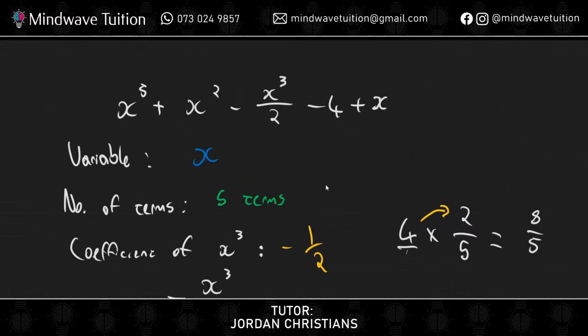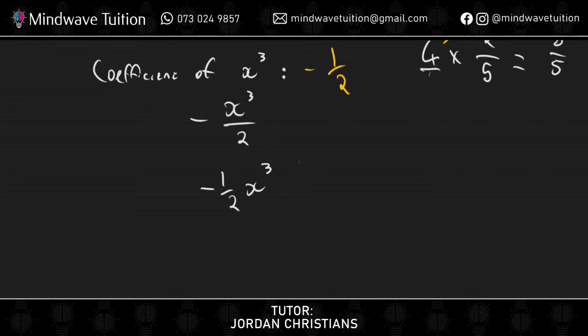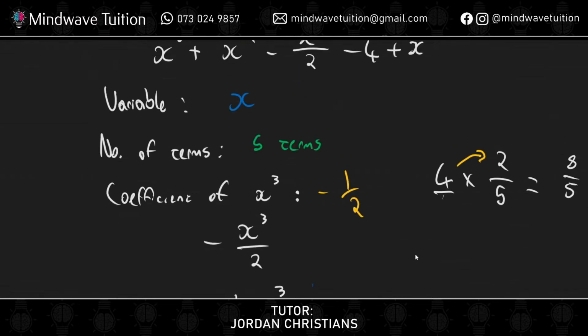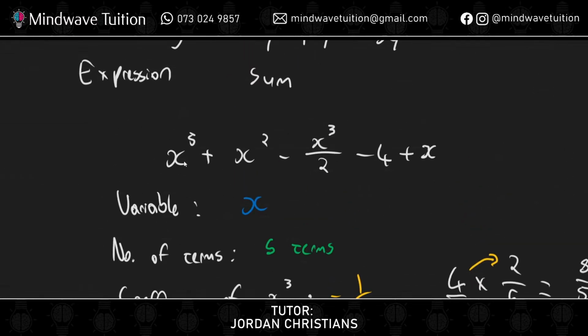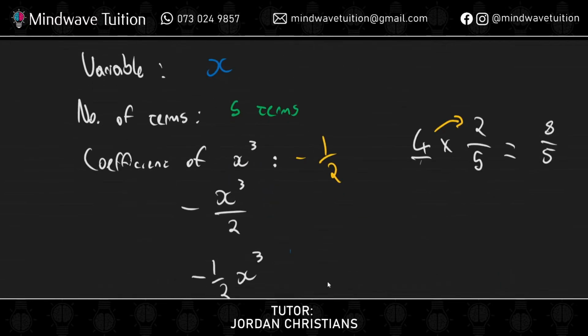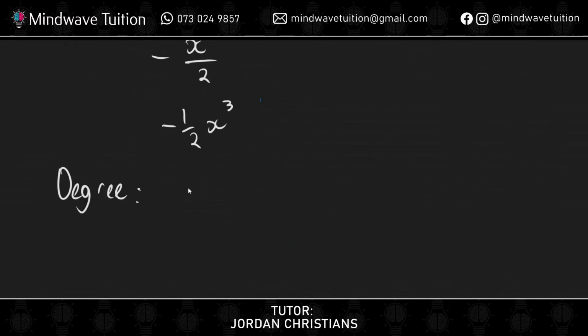So next, the degree of this expression. Again, degree is just the largest exponent in our expression. So in this case here, it's x to the power of 5. So this is in the 5th degree. And whenever we say degree, you can always just refer to it as the 1st, 2nd, 3rd, 4th. So 5th degree, you can only say 5th degree.